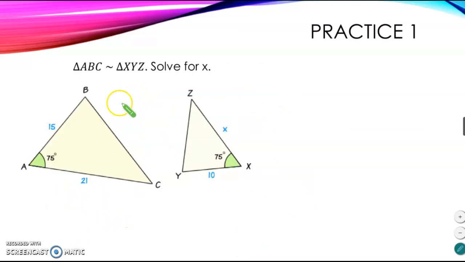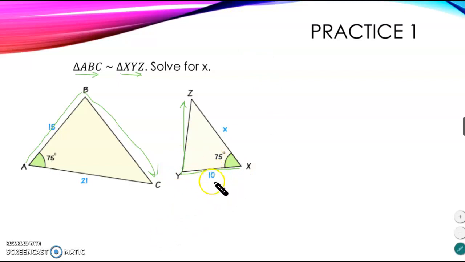Okay, so this problem says that triangle ABC is similar to triangle XYZ. Because these look a little bit rotated, I want to double check that I'm doing this correctly. So we have ABC, so A to B to C is similar to XYZ in this order. So X starts in the bottom right, then to Y, then to Z. If that's a little bit hard for you to visualize the comparison, I would highly recommend redrawing one of them.